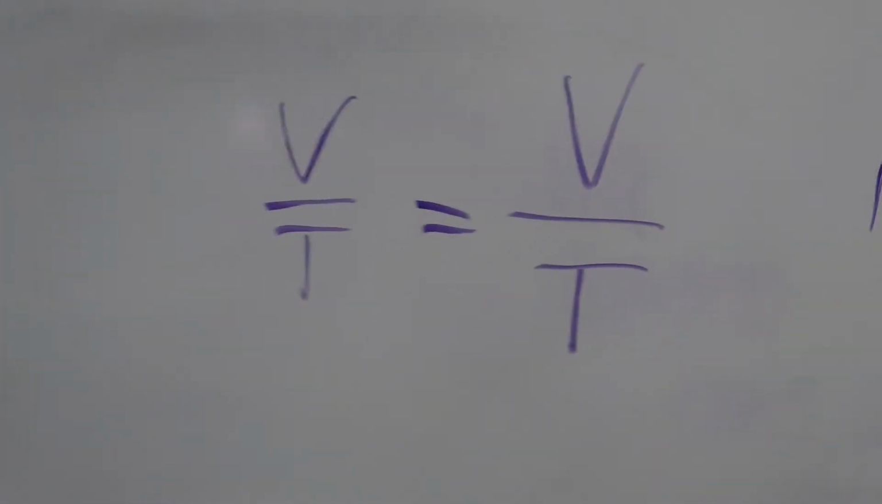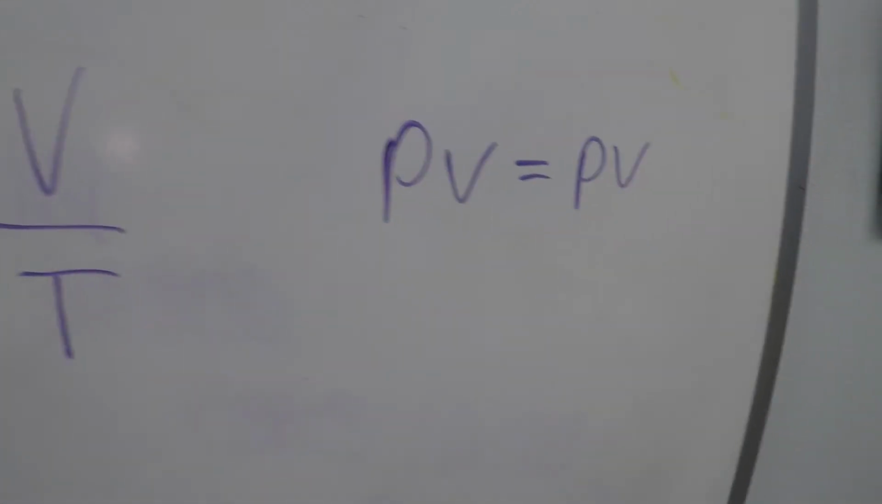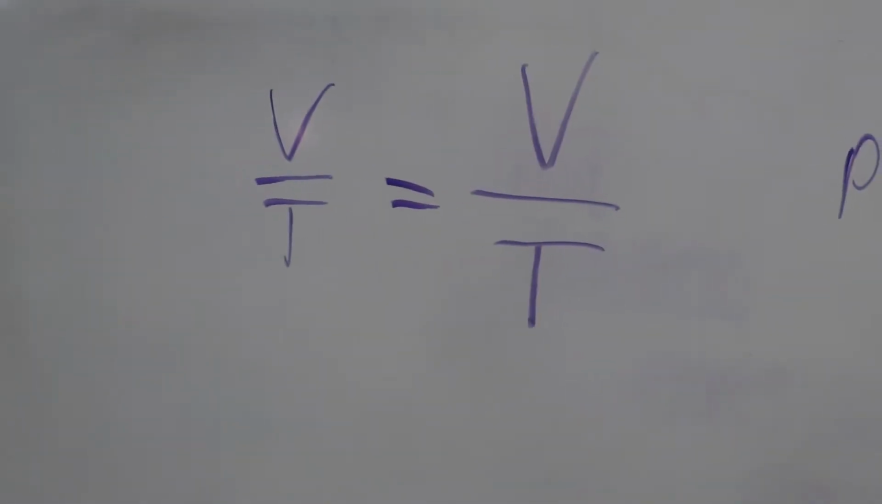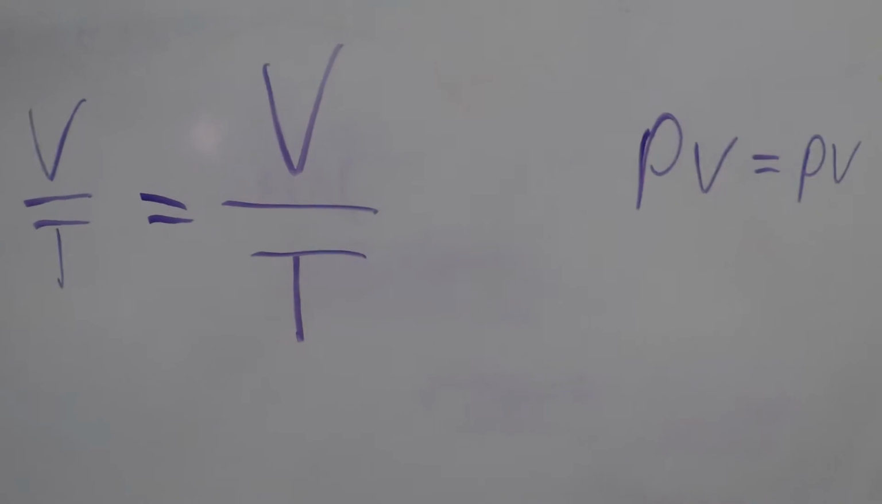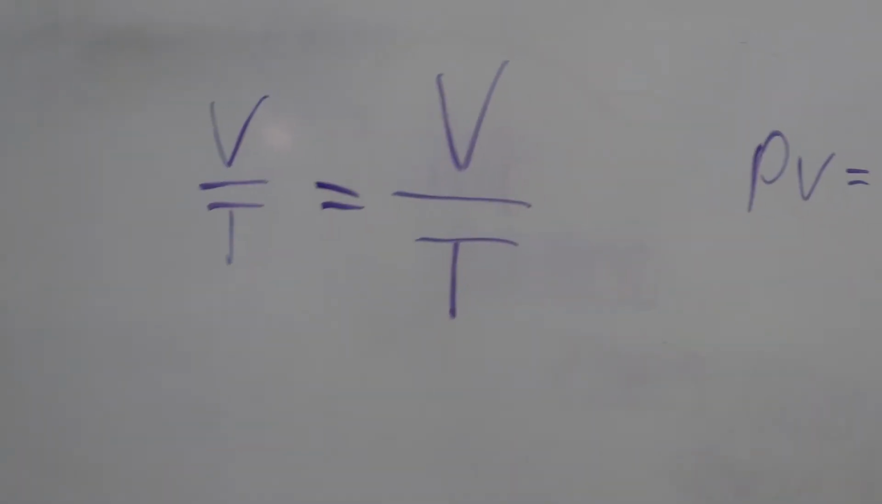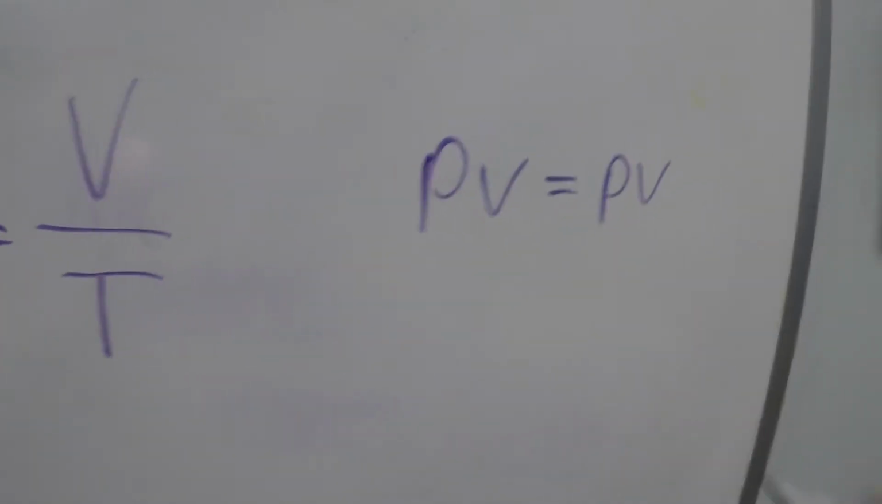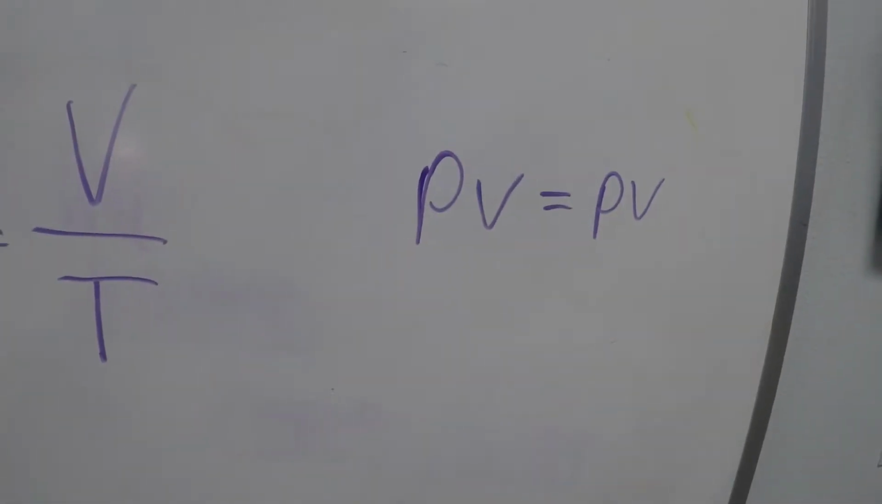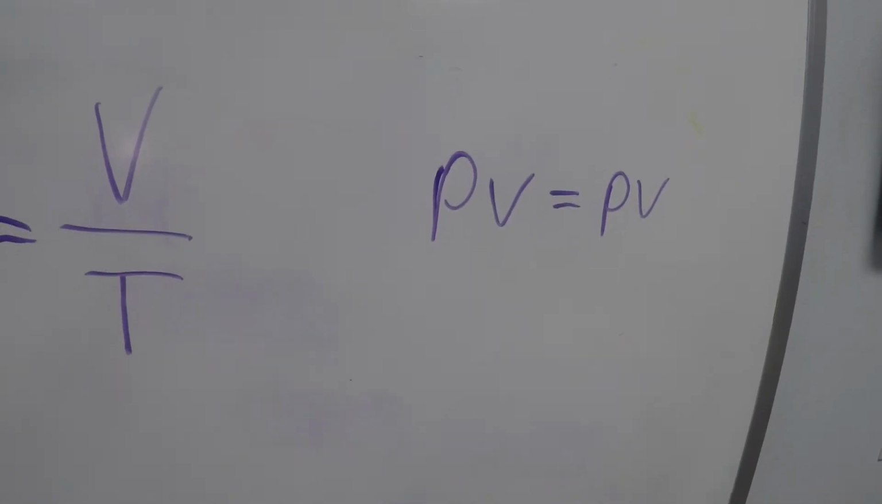So these are the two formulas that we have described so far. This one's called Boyle's law, and this is the other formula that we described. So volume and temperature are directly proportional, and pressure and volume are inversely proportional. So we've discovered both of those using this lab.